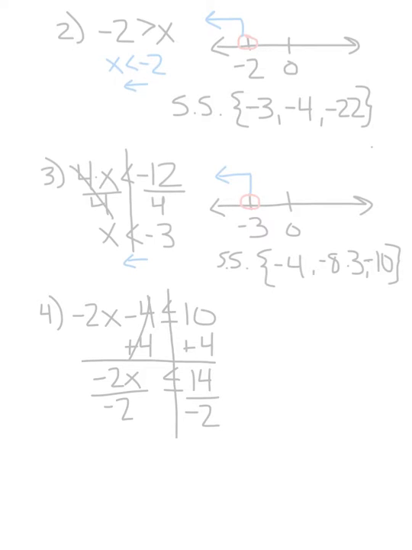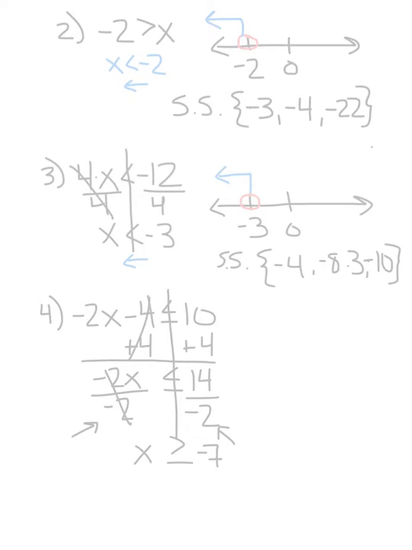Remember, this is the key thing that we often forget when we divide by a negative number, or we multiply by a negative number, we need to take the inequality and flip it around. So this is x is greater than or equal to -7.